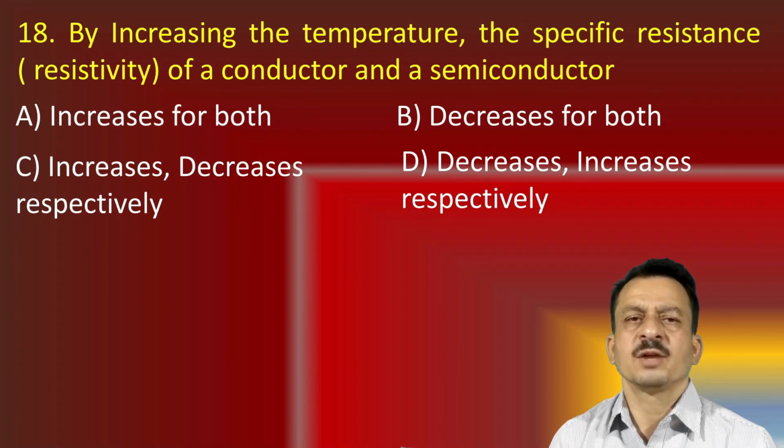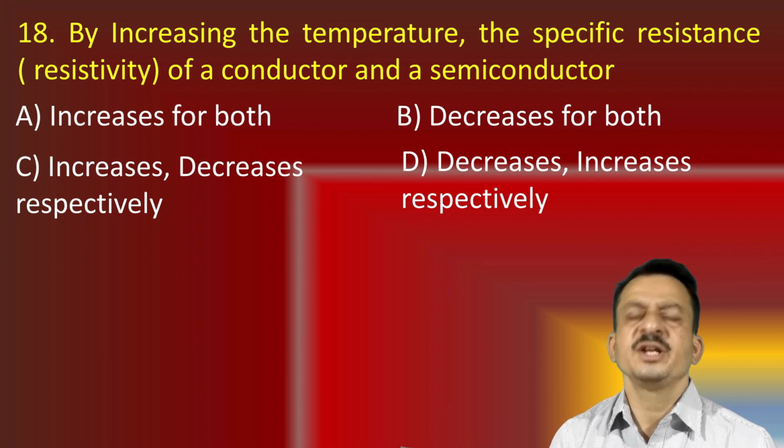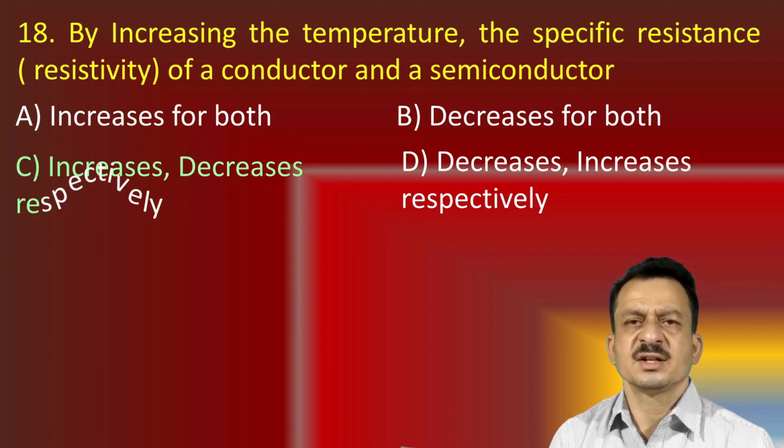Now it is a purely theoretical problem. We are increasing the temperature, therefore the specific resistivity of a conductor and semiconductor. For the conductor, specific resistivity increases with the temperature. For the case of a semiconductor, it decreases with the increase of temperature. Obviously, C is the right answer here.